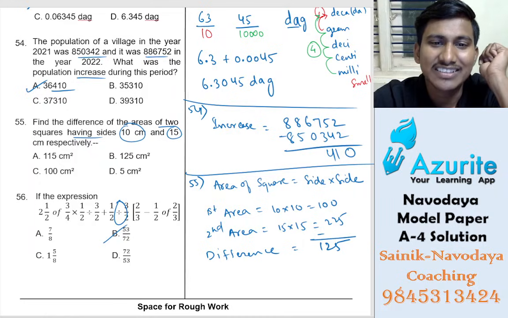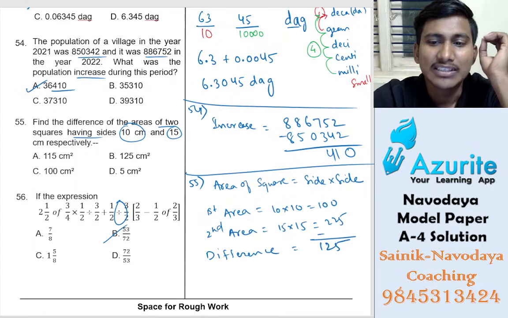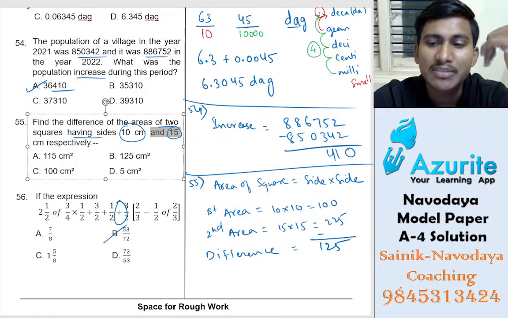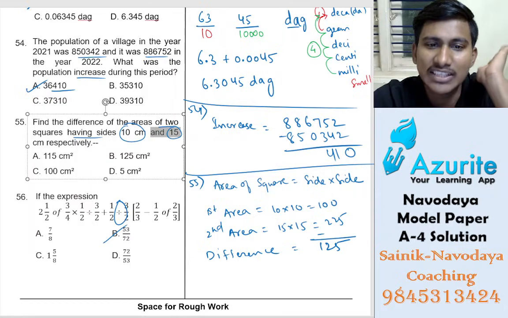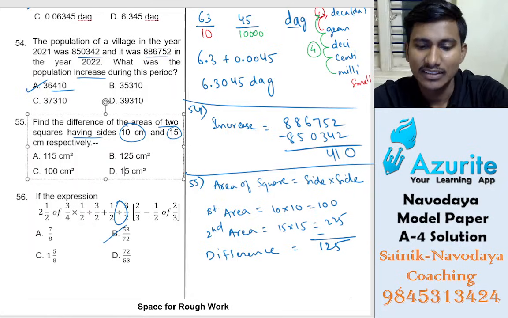So first, the side is 10 cm. So the first area will be 10 into 10, 100. And the second side is 15 centimeter. So 15 into 15, 225. Difference means minus it. So 225 minus 100 is 125. So the answer is option B here. Okay, understood? Yes, that is the answer.